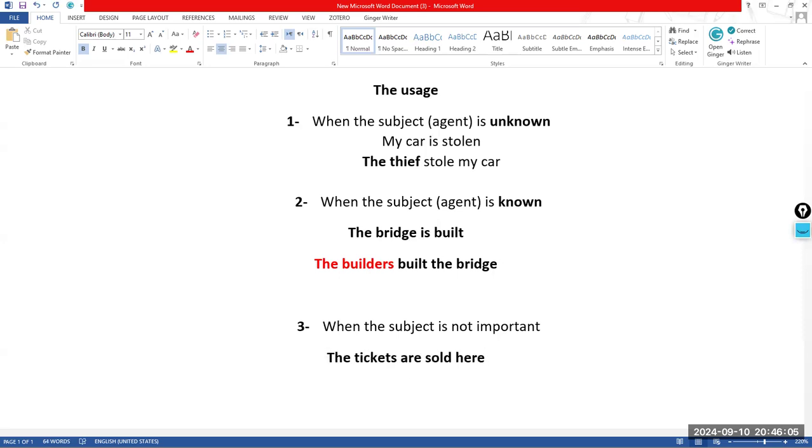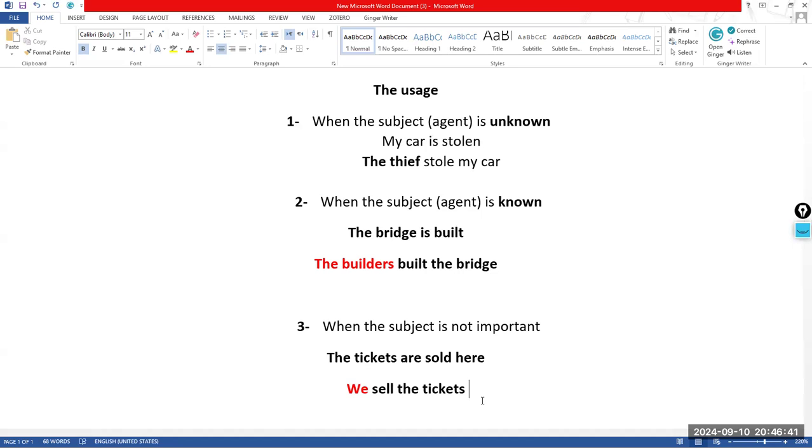If I want to use the active, I have to say we sell the tickets. To be honest, guys, I don't care if you sell the tickets or not. I only care about what? About the tickets. Because the subject is not important, I don't care about the seller. If he is a man, if she is a girl, old man, old woman, I don't care about the person who is selling the tickets.